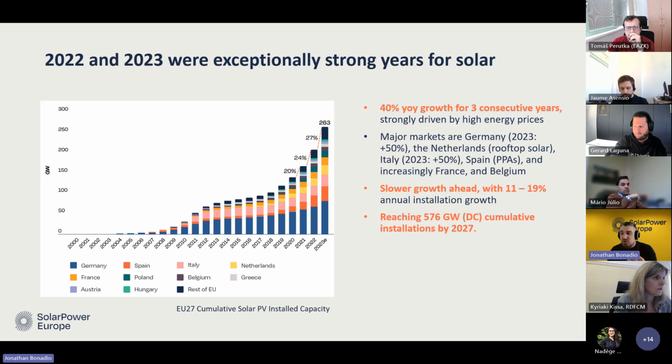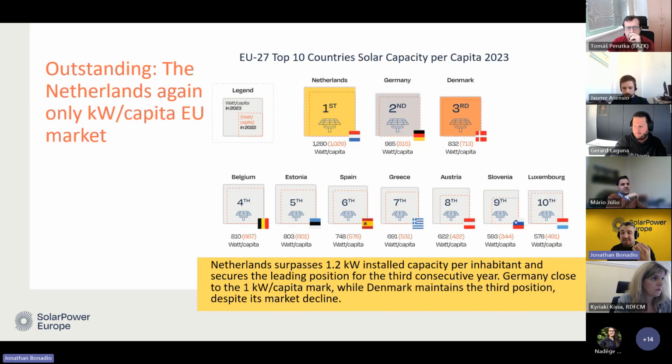But for individual countries, what does it mean? I think this is a very interesting statement that comes from the solar installation. The countries that are leading, not in terms of installed capacity but installed capacity per capita, are the Netherlands, and then Denmark, followed by Belgium and Estonia.